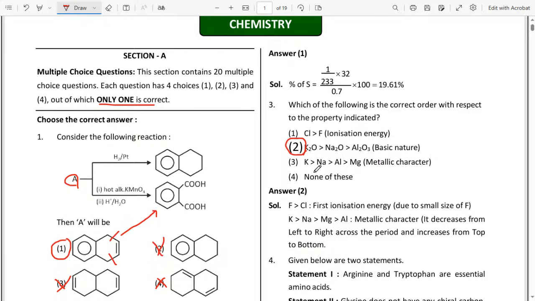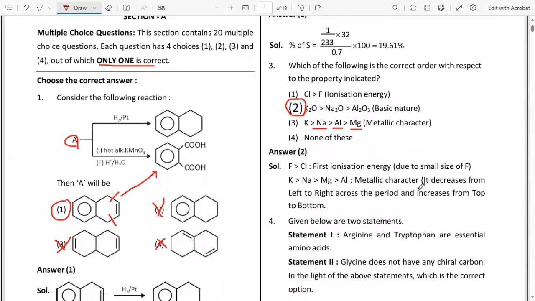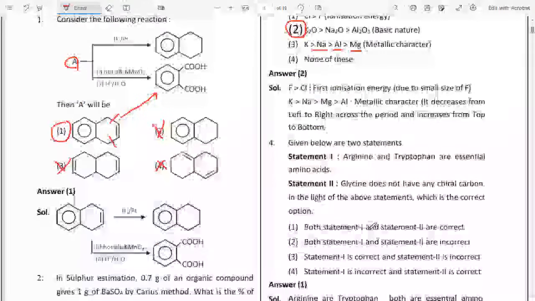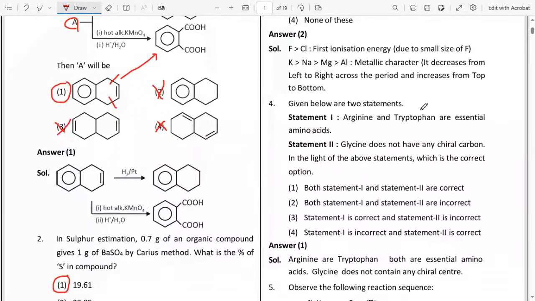Whereas metallic character, so potassium, sodium, aluminum, magnesium. As you see, magnesium is a metal at room temperature. Alumina, yes, of course. Sodium is solid, but it is not a pure metal like magnesium. So none of these, no. So option 2 is the correct option, students. First ionization energy is higher for fluorine due to its small size, so this is the answer. And for potassium, sodium, magnesium, aluminum, metallic character decreases from left to right across the period and increases from top to bottom.